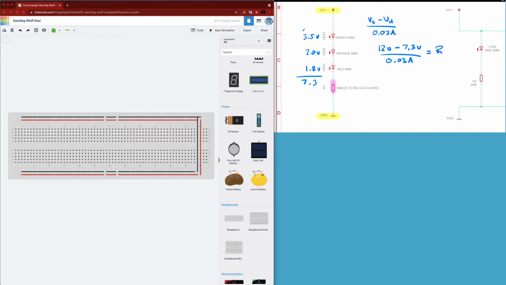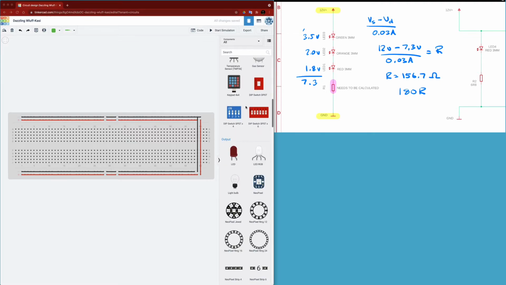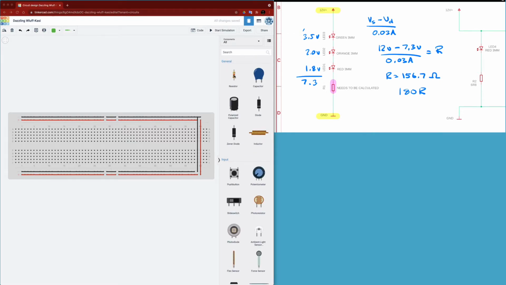So when I punch that into the calculator, I get 12 minus 7.3 and divide that by 0.03. It tells us that we have a resistance value of 156.7 ohms. And now I would want to use the first resistor value that is greater than that, which would be 180 R. So I'm going to go grab a resistor here on the left hand side, which I believe is up near the top, and there's the resistor.